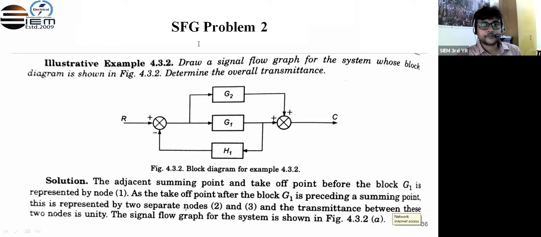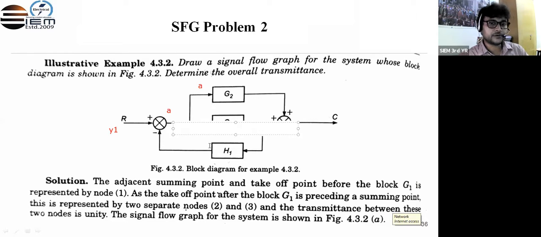Now as you see, this is y1. You can say this is a y1 node. What is the value? That is r. Now this summing point and this node, suppose this value is a, then automatically a is the value which is coming out from this summing point, so this value is automatically a. The value which is coming to this particular g2 is also a. So you can consider this summing point and this node as the same node, that is y2.